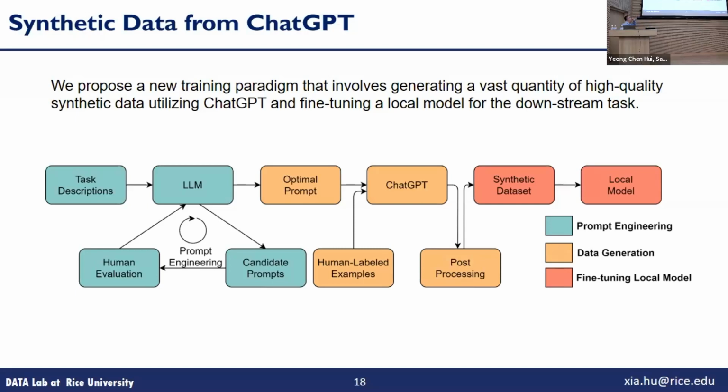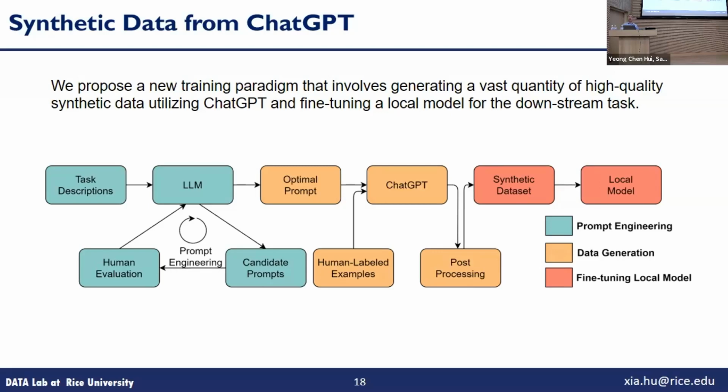Here we come up with a framework which can be roughly divided into 3 steps: prompt engineering in blue, data generation in yellow, and fine-tuning the local model in red. In the first step, we perform careful prompt engineering, such that we can help ChatGPT generate some very nice synthetic data, which can be combined with locally labeled data and used to further train a model.